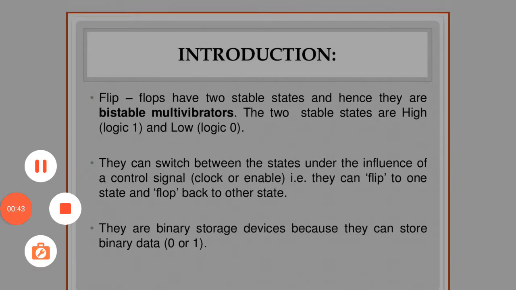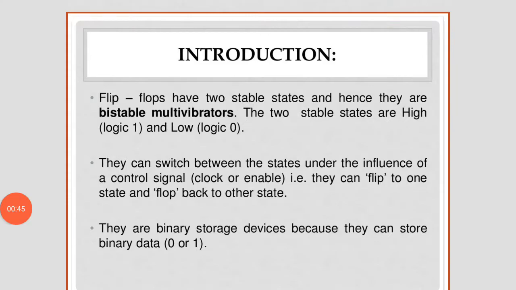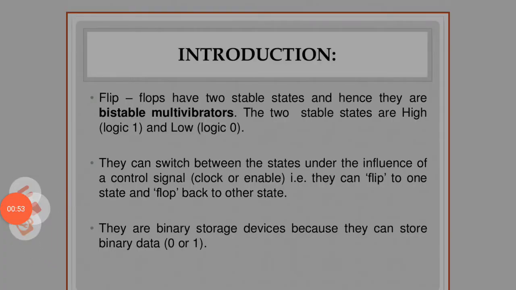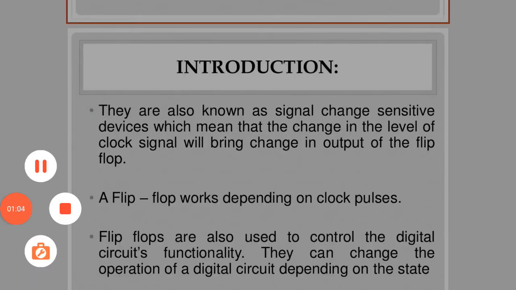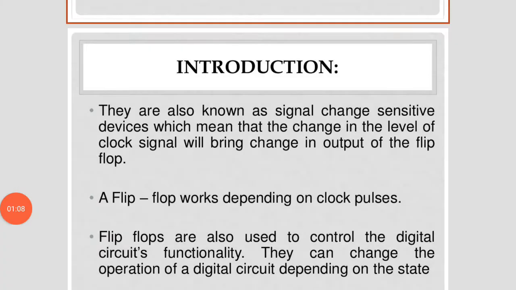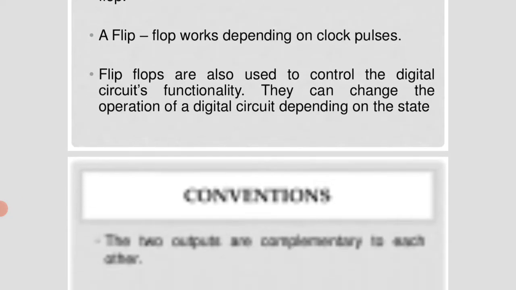They can switch between the states under the influence of a control signal, clock or enable. That is, they can flip to one state and flip back to the other state. They are also known as signal change sensitive devices, which means that a change in the level of the clock signal will bring a change in the output of the flip-flop. A flip-flop works depending on the clock pulses. Flip-flops are also used to control the digital circuit functionality. They can change the operation of a digital circuit depending on the state.